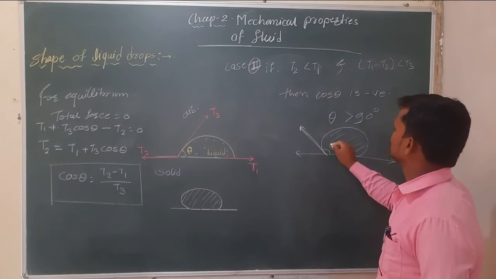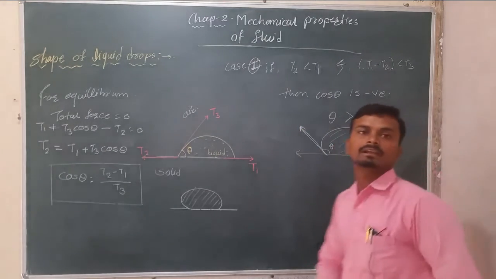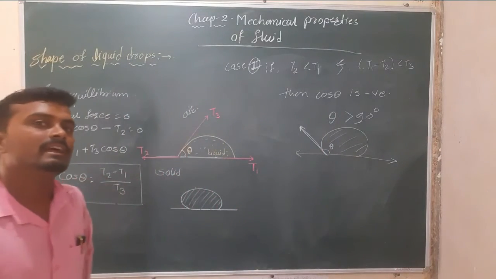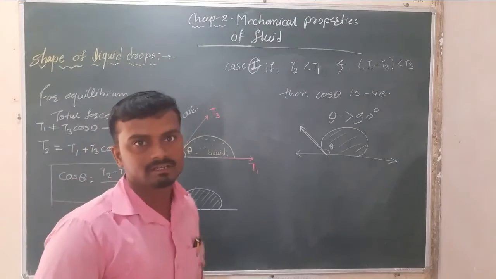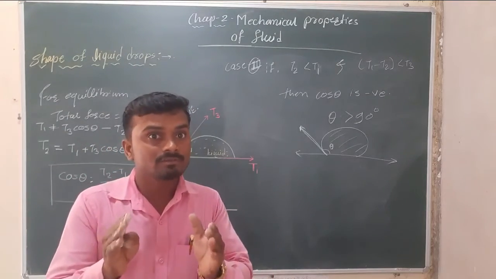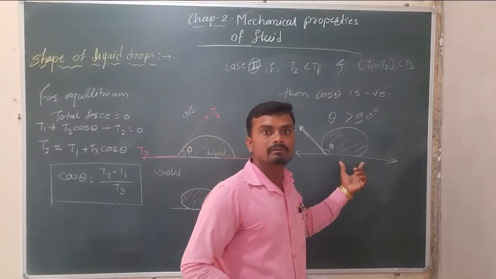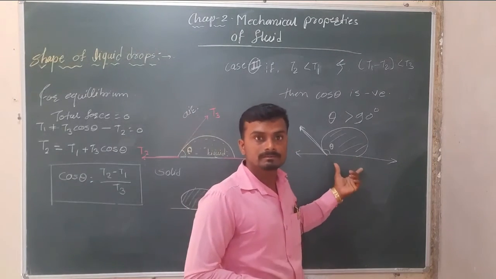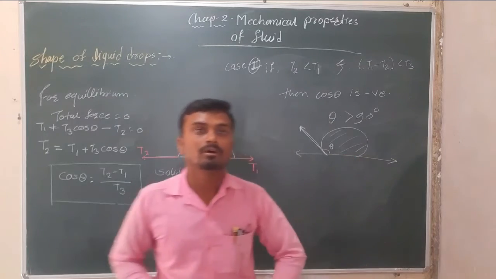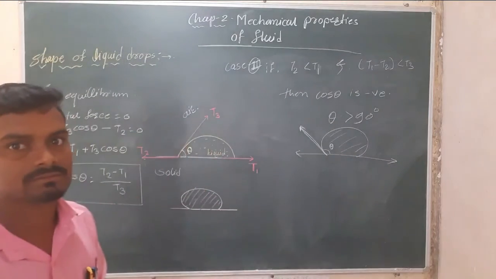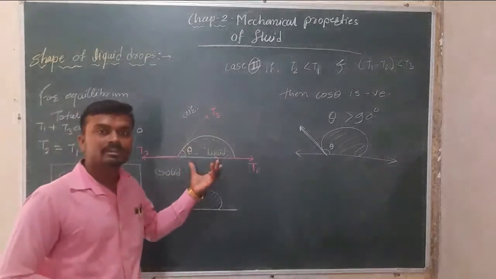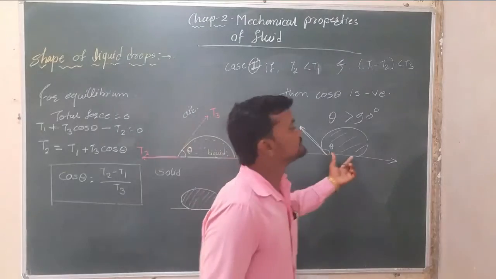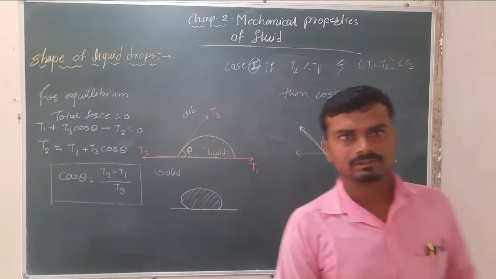Here is that angle theta. If theta is greater than 90 degrees, that means an obtuse angle. If the angle of contact is greater than 90 degrees, or the angle of contact is an obtuse angle, like mercury, then such a type of liquid drop is formed. If we drop mercury on the solid surface, such a mercury drop is observed. In the case of kerosene or pure water, a different type of drop is formed, and in the case of mercury, this type of drop is observed.